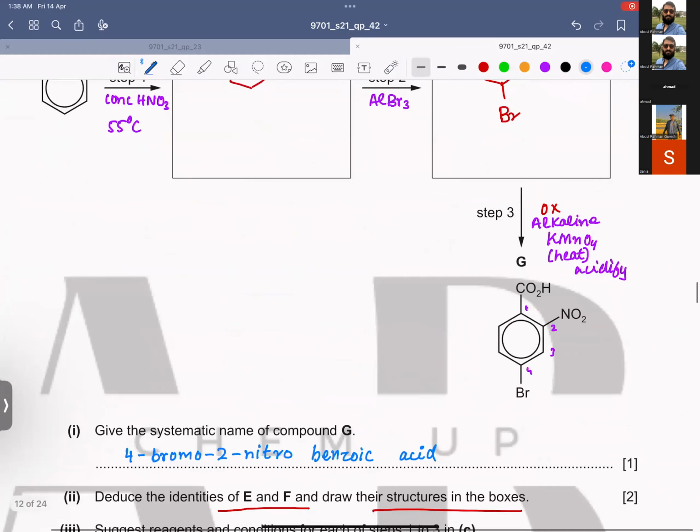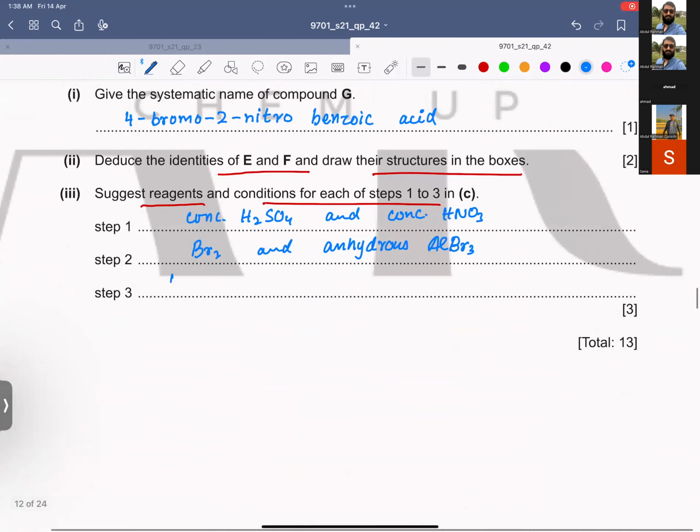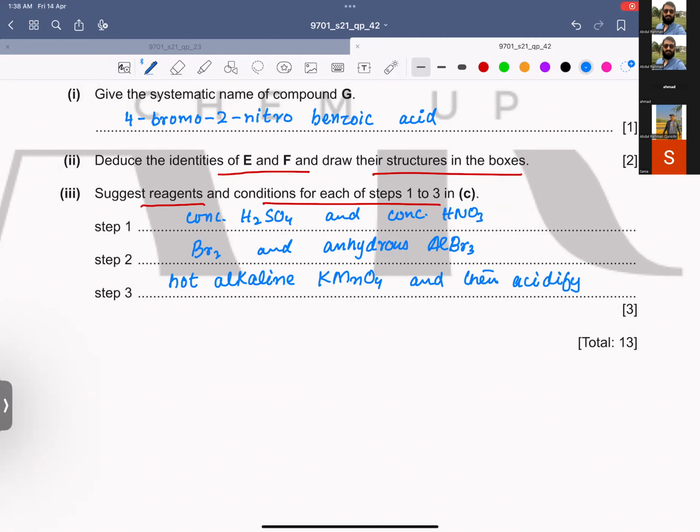Then step 3, as it's oxidation, either you write heat or you can write heating. Hot alkaline potassium manganate and then acidify. Yes, is this clear to everyone?